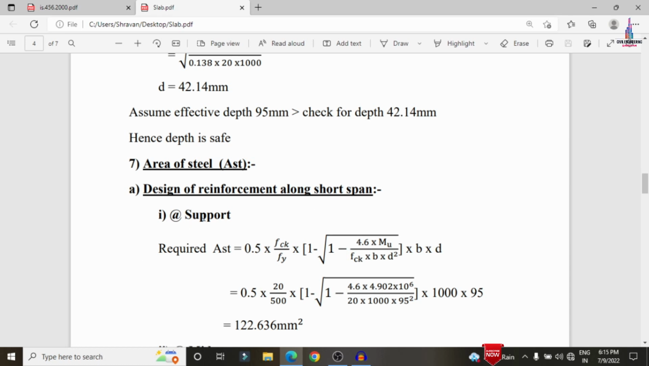At the support condition, we have the formula AST equals 0.5. This formula is available in the IS 456-2000 code provision. You can check the formula directly. So AST equals 0.5 into sigma ck divided by sigma y into 1 minus square root of 1 minus 4.6 into Mu divided by sigma ck into b into d square, into b into d.